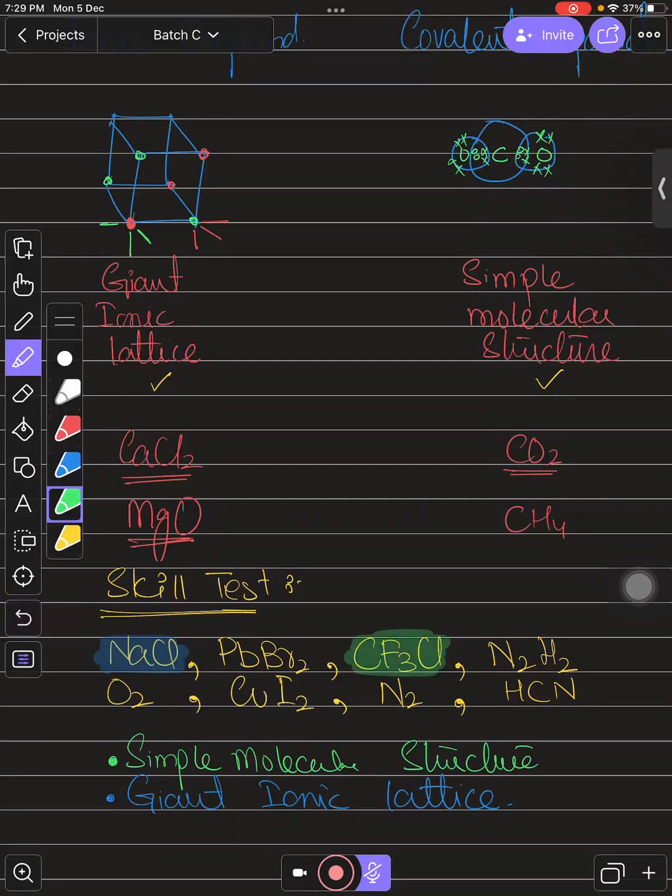Rafe, can you tell me any one simple molecular structure over here? Oxygen, sir. Oxygen. Very good. Shayan, can you please tell me any one of the giant ionic lattice over here? Sir, this will be PbBr2. Very good. Yes. Madi, can you please tell me any one of the giant ionic lattice over here?